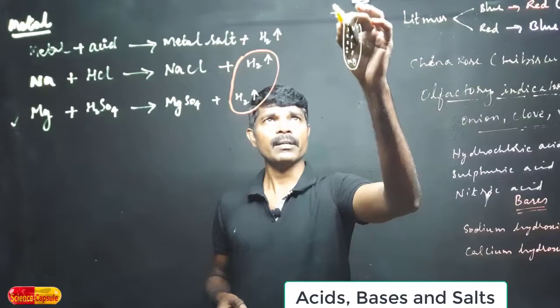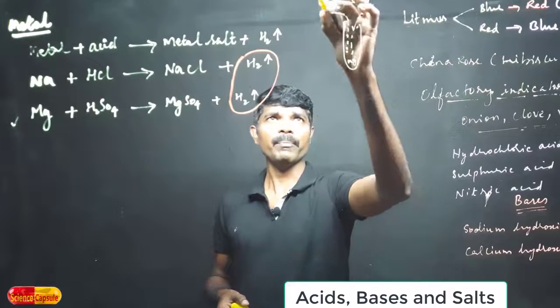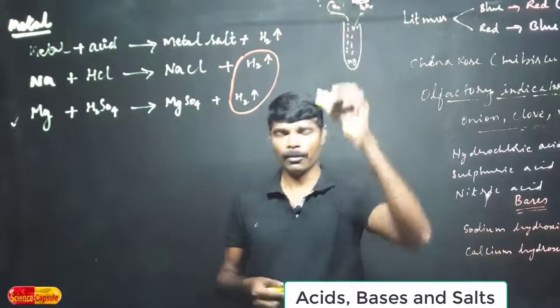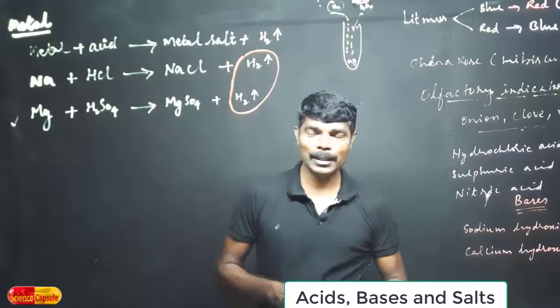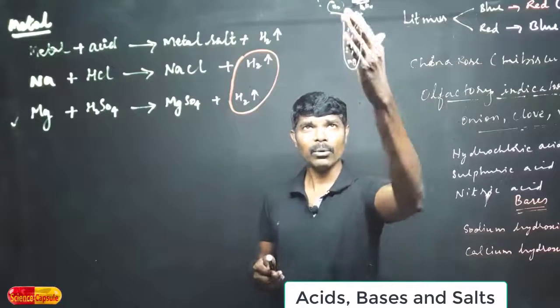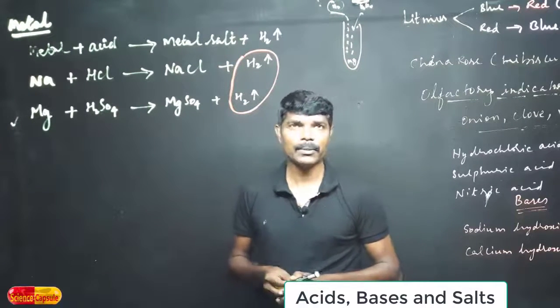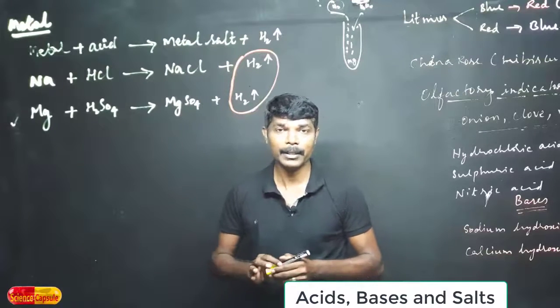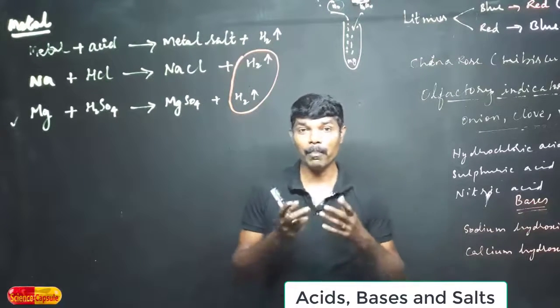This gas is hydrogen. How can we prove the evolution of this hydrogen gas? In order to prove this, we need to bring a burning matchstick near the mouth of the test tube where the chemical reaction is taking place. When we bring the burning matchstick, what happens? The burning matchstick burns with a pop sound.